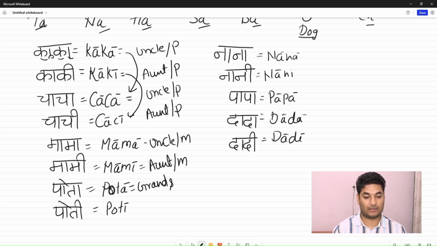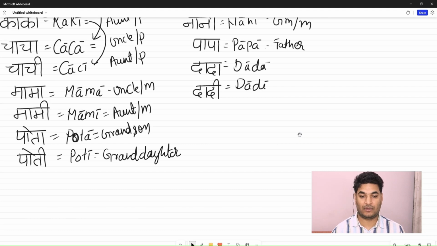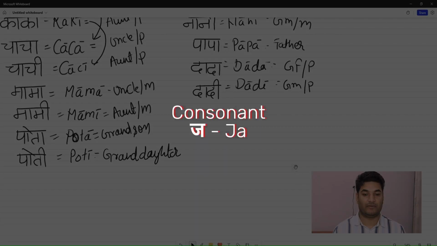Pota is grandson, and poti is granddaughter. Nana is grandfather, maternal. Nani is grandmother, maternal. Then father's side, Dada, grandfather, paternal. Then Dadi, grandmother, paternal. Fine.